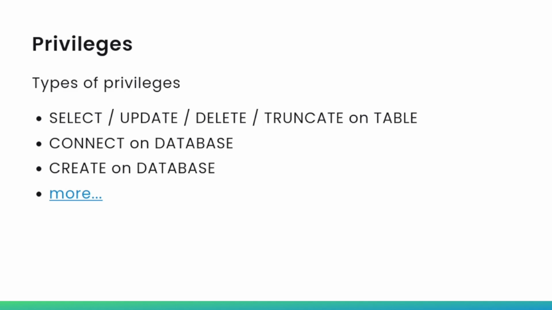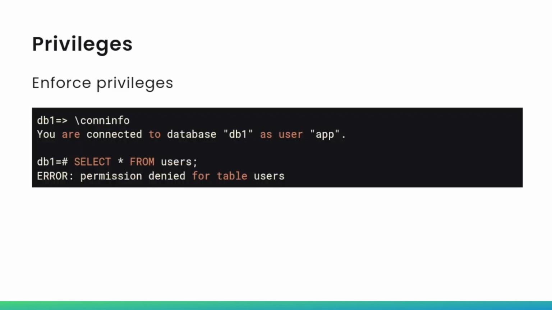So in Postgres, we have different types of privileges. We have object privileges like select, update, delete, truncate on a specific table. And we have system level privileges like can connect to database, can create a user, and so on. So if we want to check the current state of our connection, we can use the command /conninfo, and we are getting a similar message to connect saying which database we are connected to and with what user.